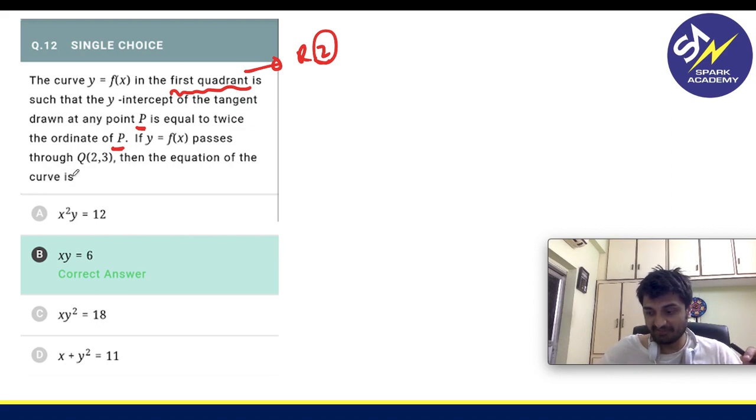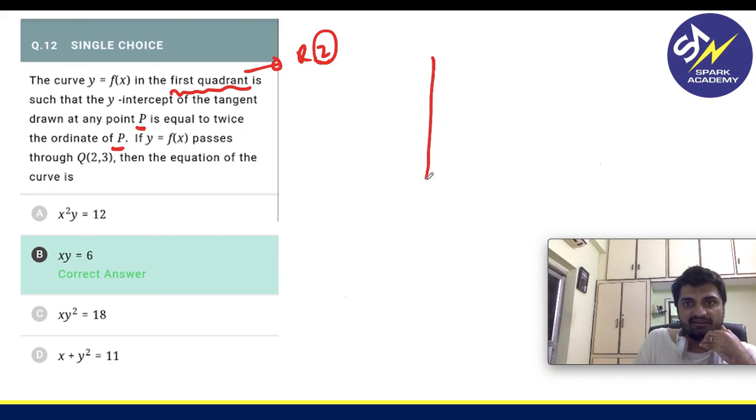Now coming to the 12th question of your discussion. So what is the equation of the tangent basically? Or see, what he's saying is the y-intercept is twice the ordinate. The first quadrant, y equals f of x, is a curve in the first quadrant such that, okay, so let me take the first quadrant. This is the curve I'm taking.